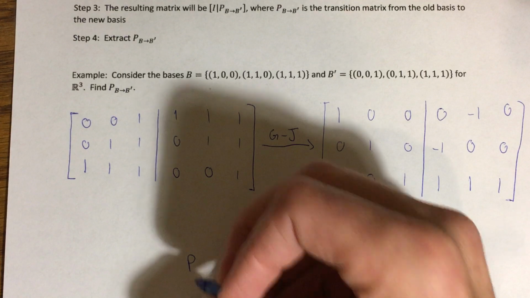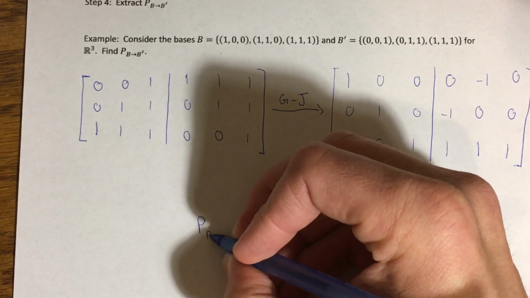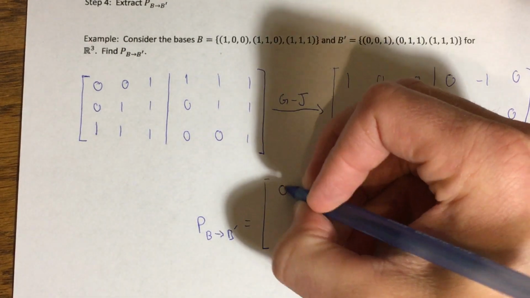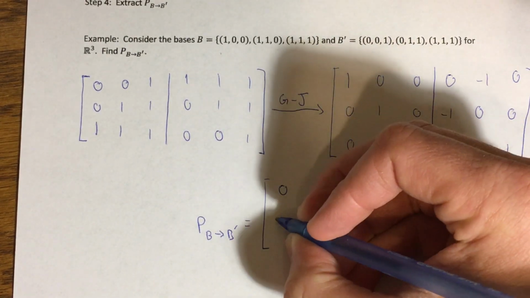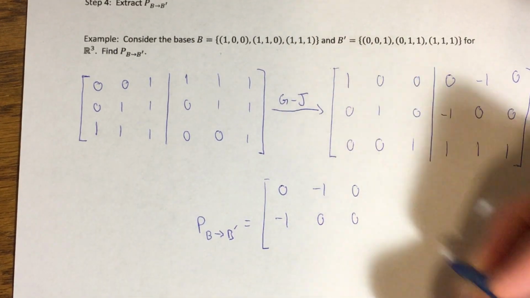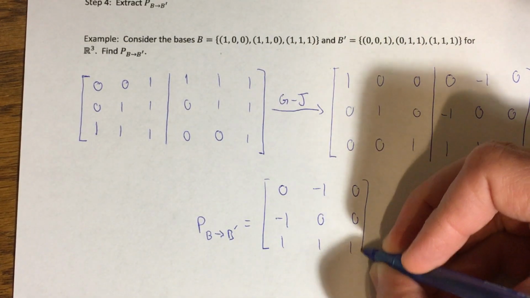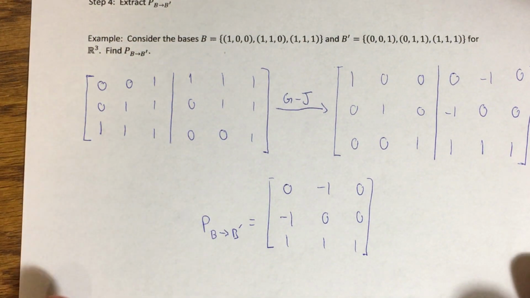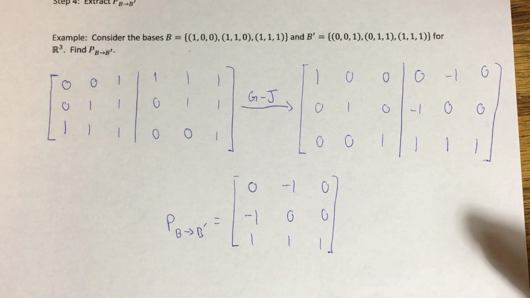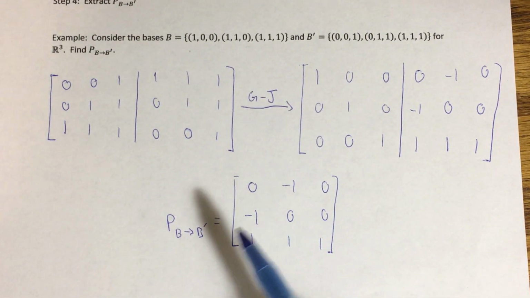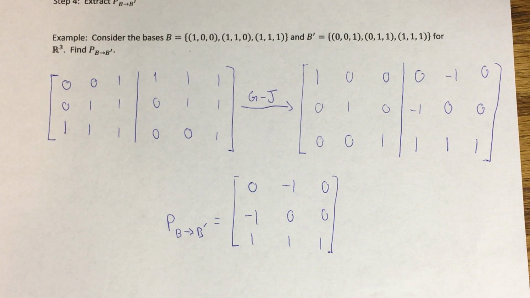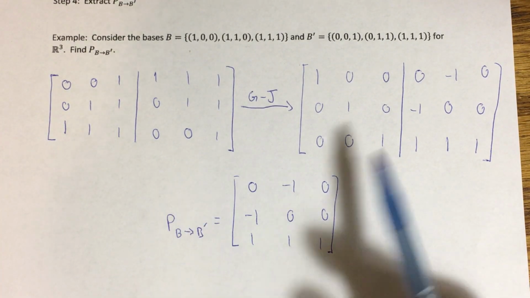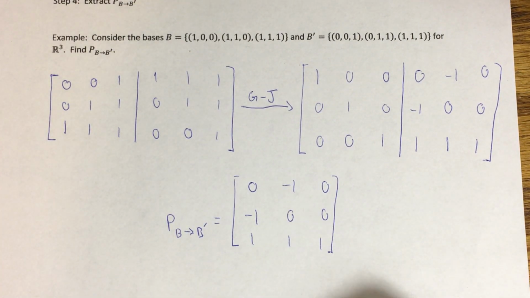So I'm going to extract that and say P from B into B prime is equal to 0, negative 1, 0, negative 1, 0, 0, and then 1, 1, 1. And again, that technique only works if the underlying vector space we're using to change from one basis into another is one of the Euclidean spaces, that is Rn. We don't use this for other bases, but it's a nice technique. It saves you a little bit of time in those cases.